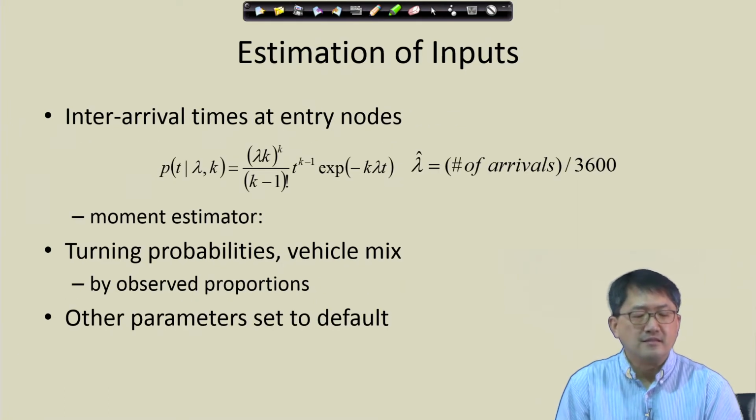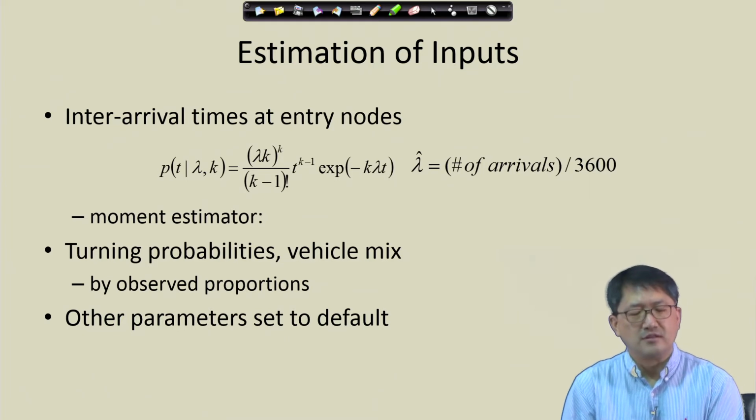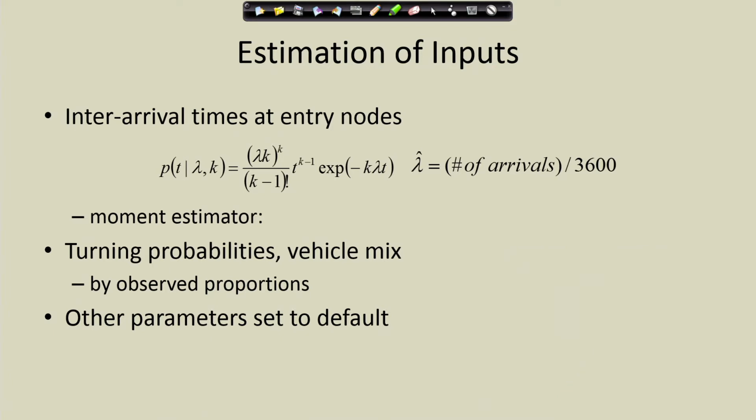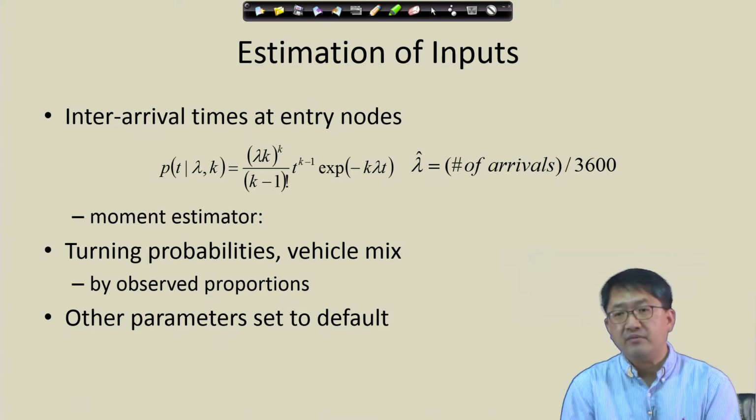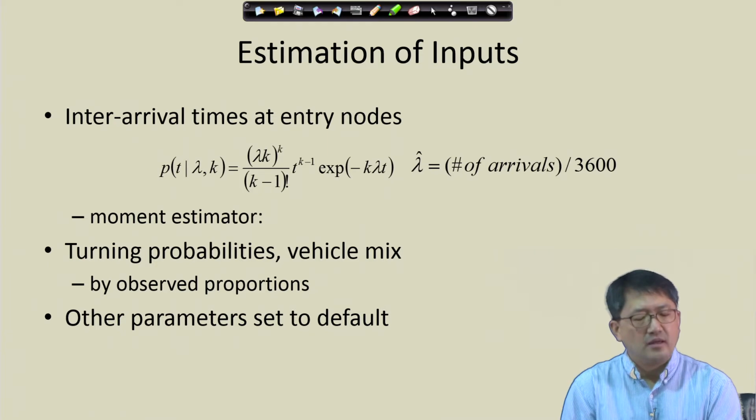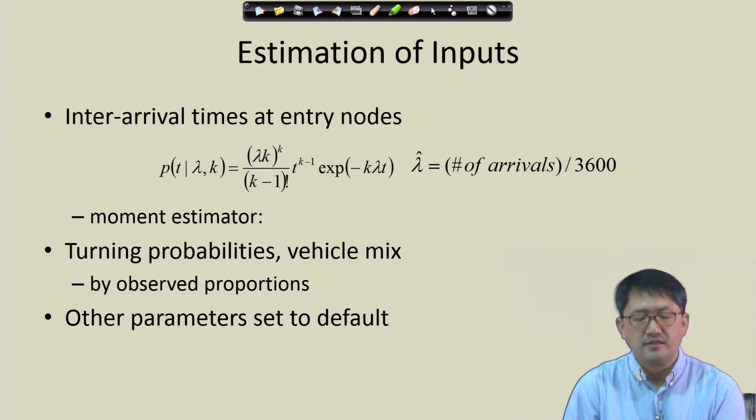So this is estimating the arrival, which is a lambda distribution as well. So this is a simple estimation of how many cars are arrivals and what kind of distributions it has. And then we also use turning percentages and vehicle mix. There's some heavy vehicles and buses and others. So we use the proportions. And others we were not able to change at this point. So we just use those as the default settings.